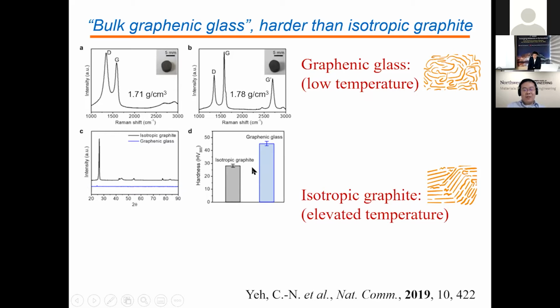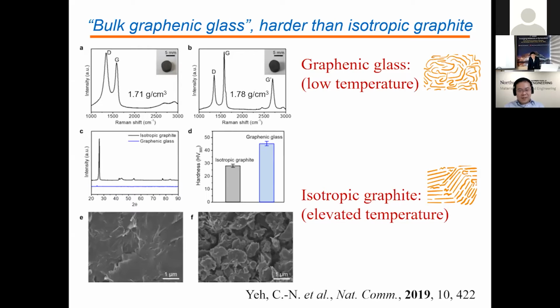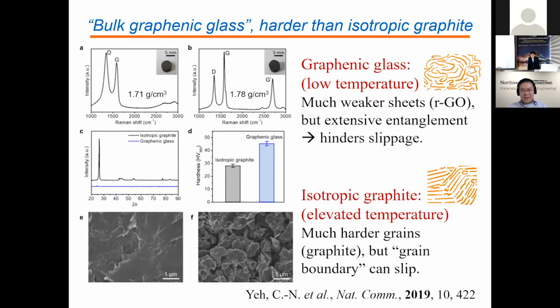But now if you look at the hardness, we observe the same thing. This disordered arrangement turned out to have even higher hardness than isotropic graphite. To summarize the reason again: in the glassy graphene solid, we have much weaker units because the sheets are porous, defective RGO instead of much more perfect graphene sheets in the graphite product. But because of the extensive entanglement, this hinders the slippage between the weaker units. So collectively, they actually produce a higher hardness.